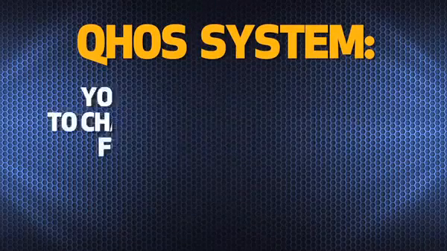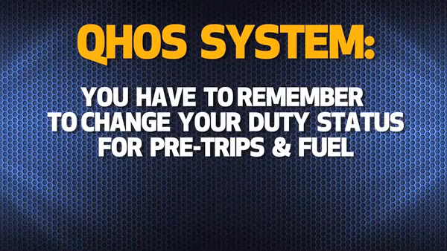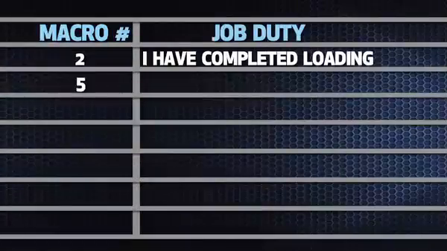Under the QHOS system, you have to remember to change your duty status to line 4 when you start your pre-trip inspection or fuel. You'll be in log violation and subject to disciplinary action if there's no time logged at the start of your day for your pre-trip inspection and each time you swipe your fuel card. As always, log it as you do it.